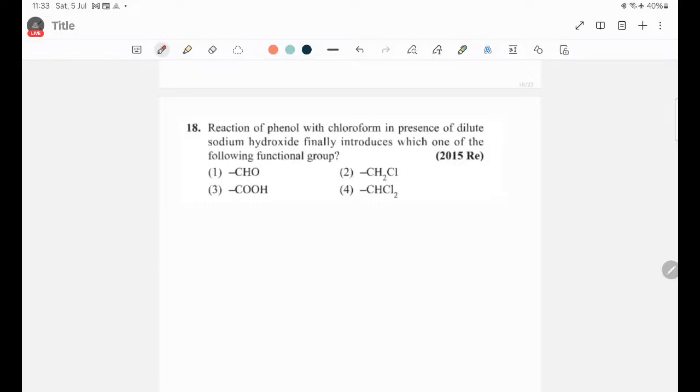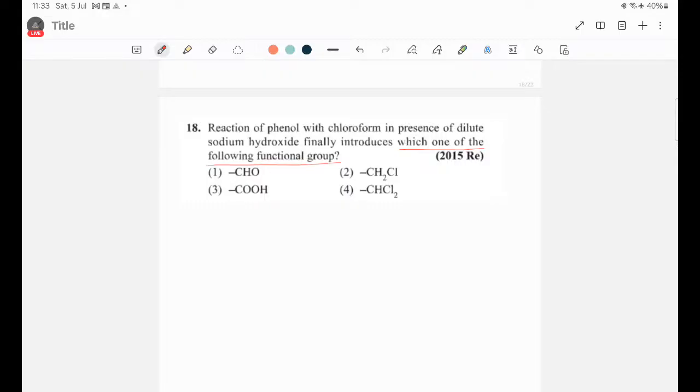Reaction of phenol with chloroform in presence of dilute sodium hydroxide finally introduces which one of the following functional groups? Just now we have covered this before, 2 or 3 questions ago. In presence of chloroform and NaOH, what will be formed as electrophile? Dichlorocarbene we will get as the electrophile.